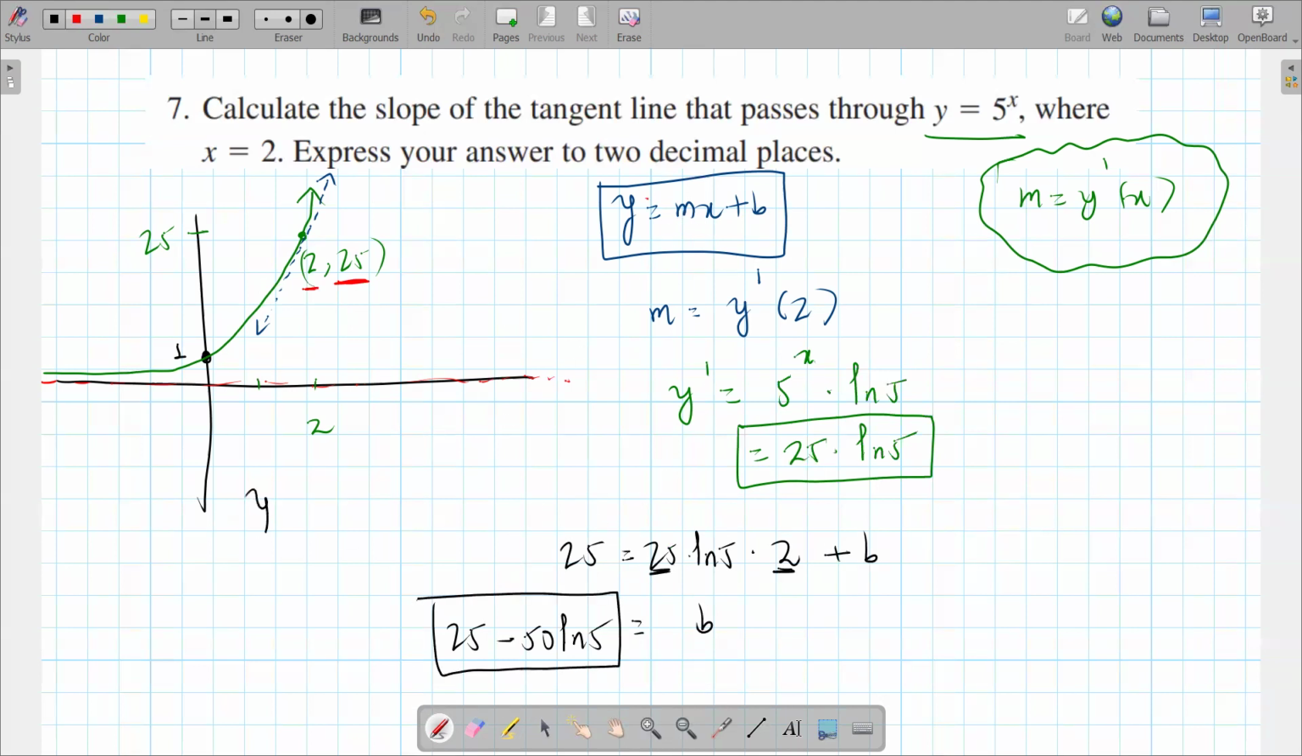Let's plug it back into this. M was 25 times ln of 5 and the x. And our y-intercept was 25 minus 50 ln 5. And that's going to be the final answer. And we're done. Cool.